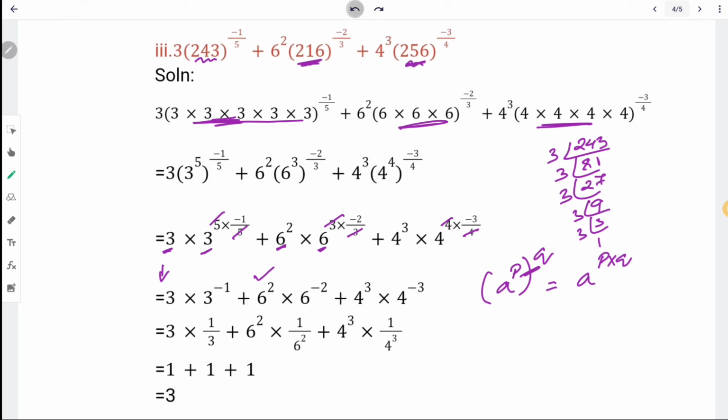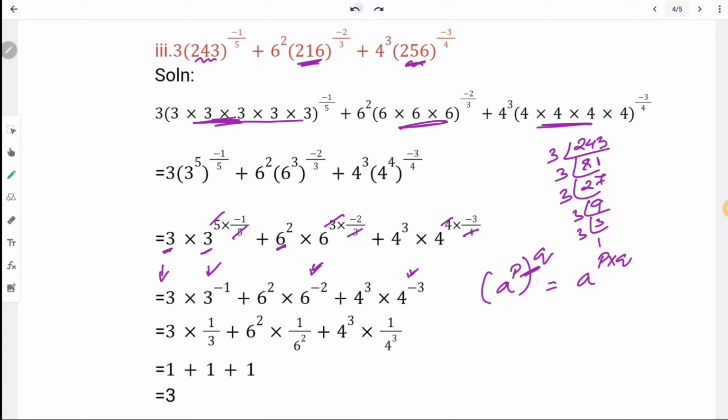All right, once we are done with that, because this is 3 to the power -1, we'll try to make it positive. So always remember that 1 is down here. They have to interchange their position. So 1 is up, and then 3 is going down, and the power is now positive. Same thing here, 1 by 6 square, 1 by 4 to the power 3. The negative power has become positive, right?